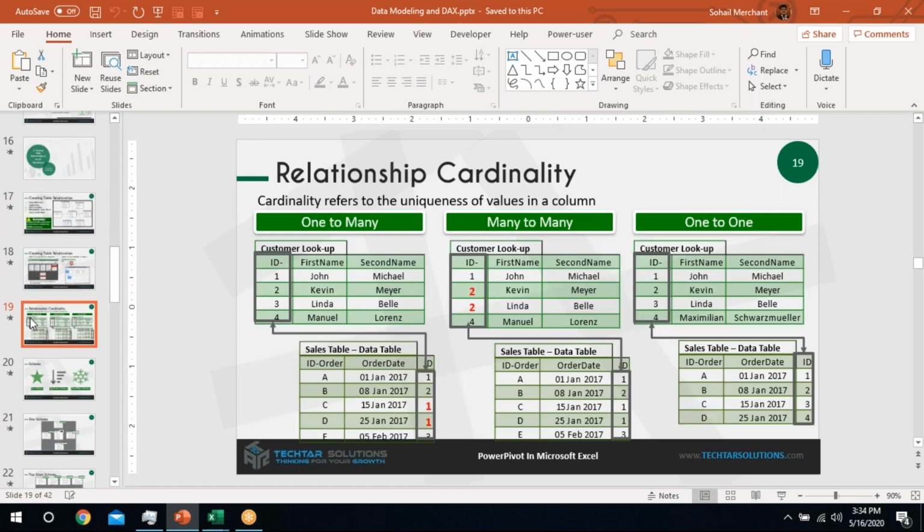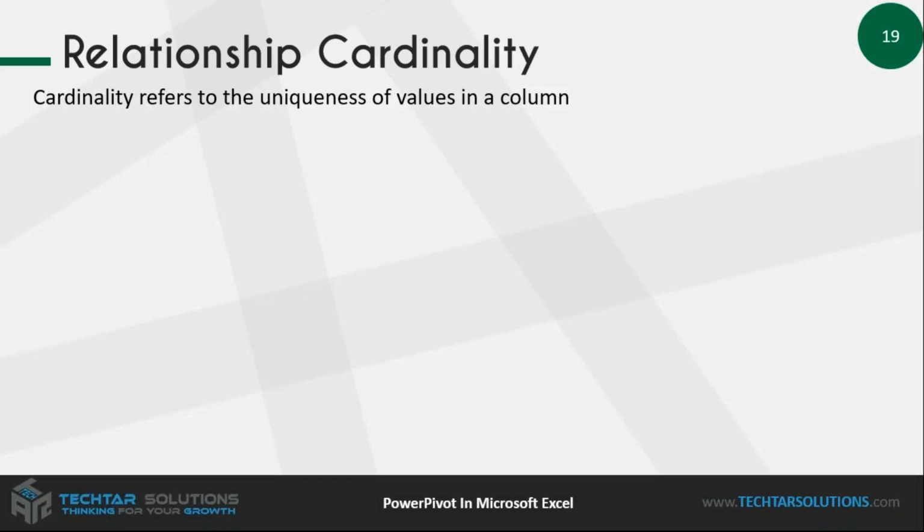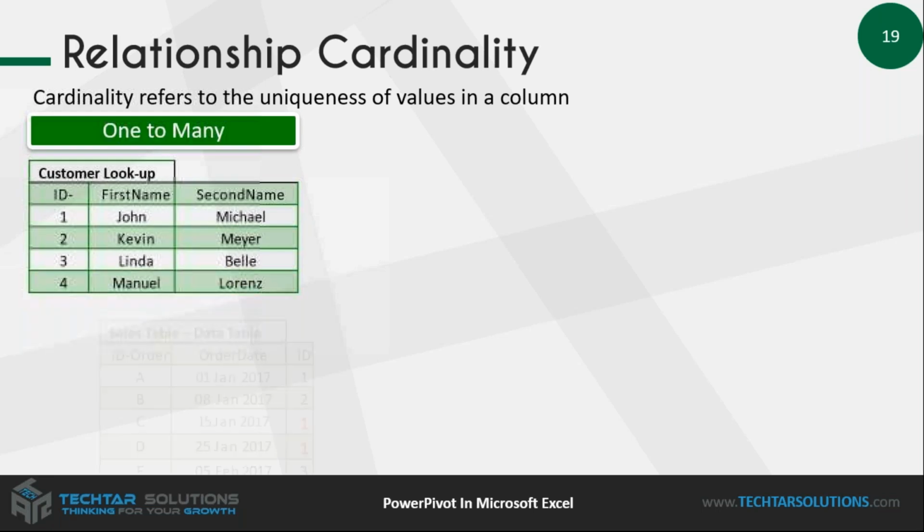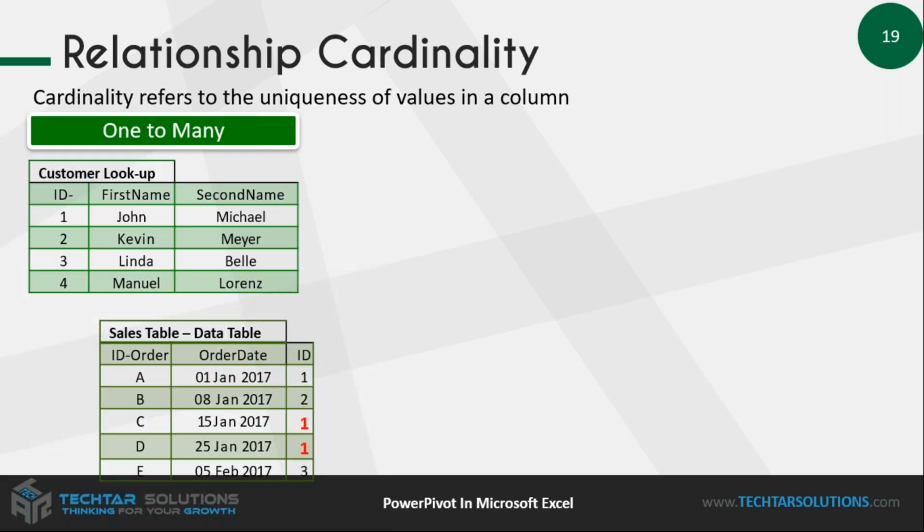So this relationship can be either of three kinds. Let me full screen this. The first is the one-to-many relationship. In a one-to-many relationship, we create unique records in the lookup table: one defines Mr. John, second name Michael, and so on and so forth.